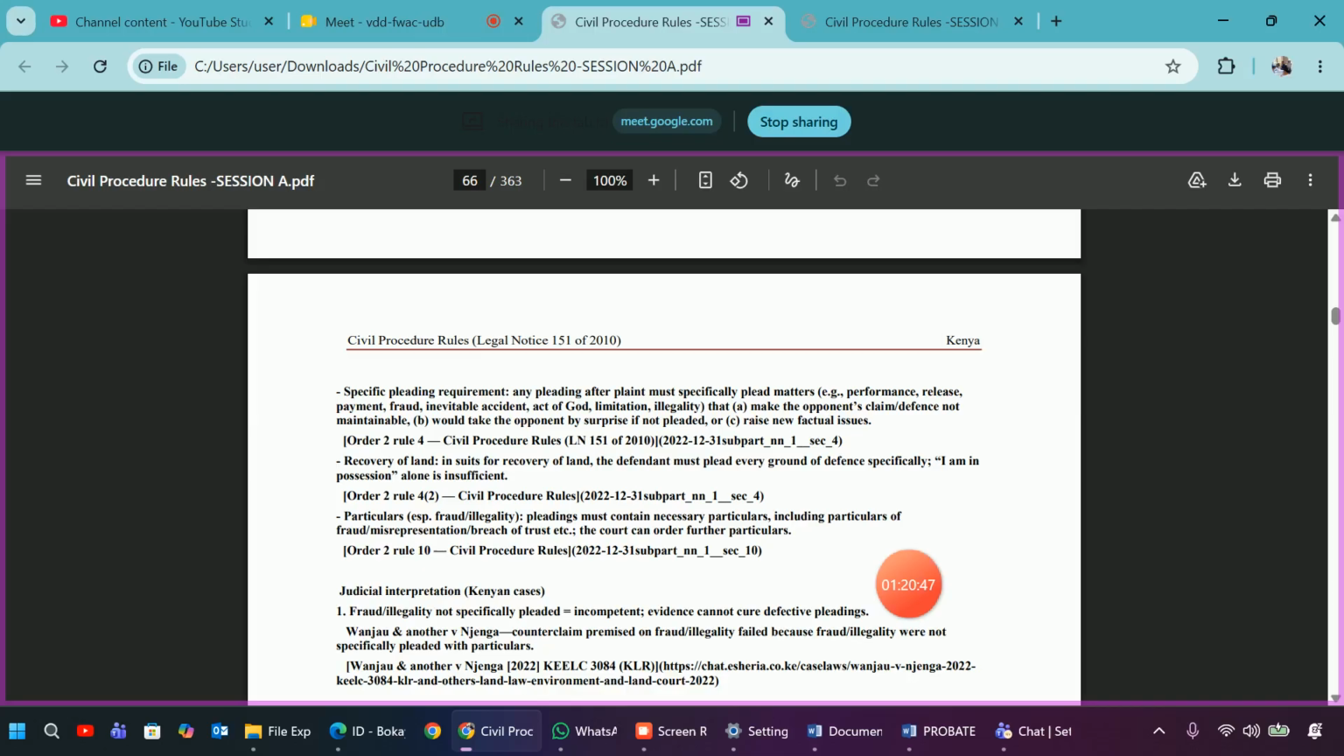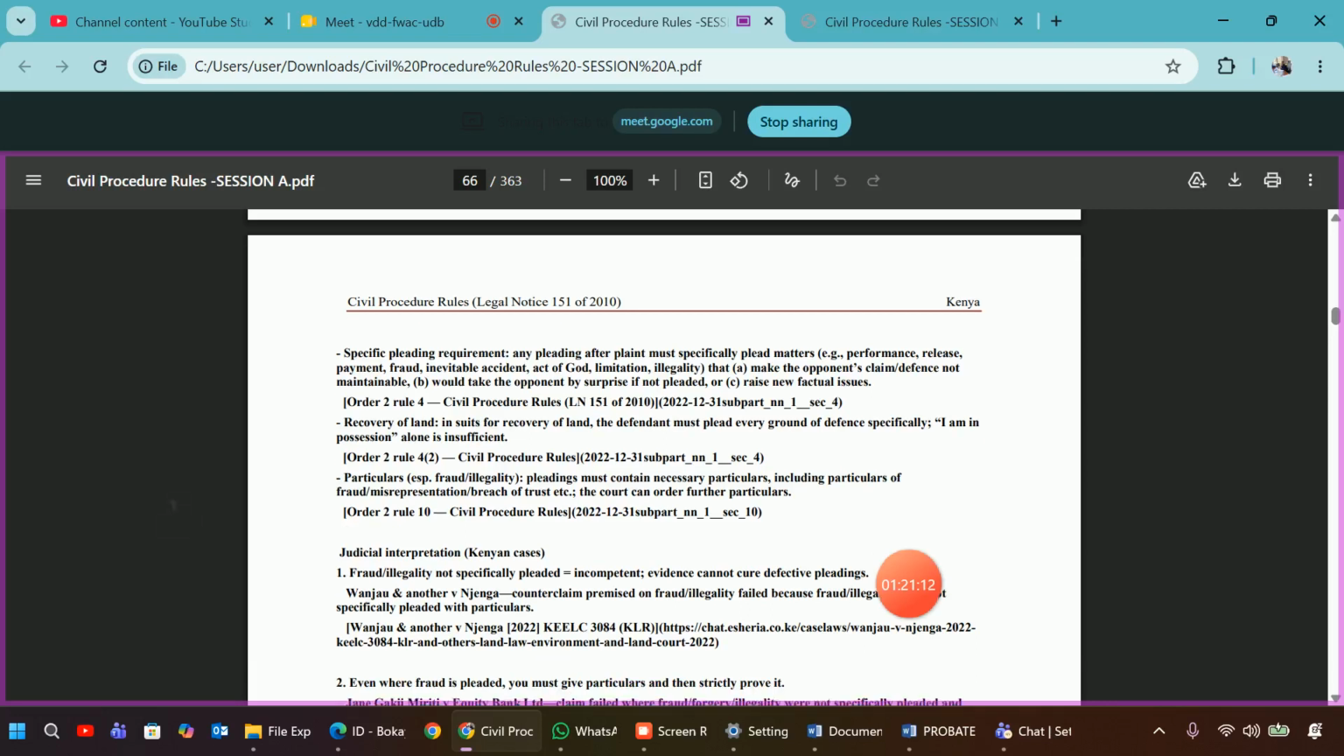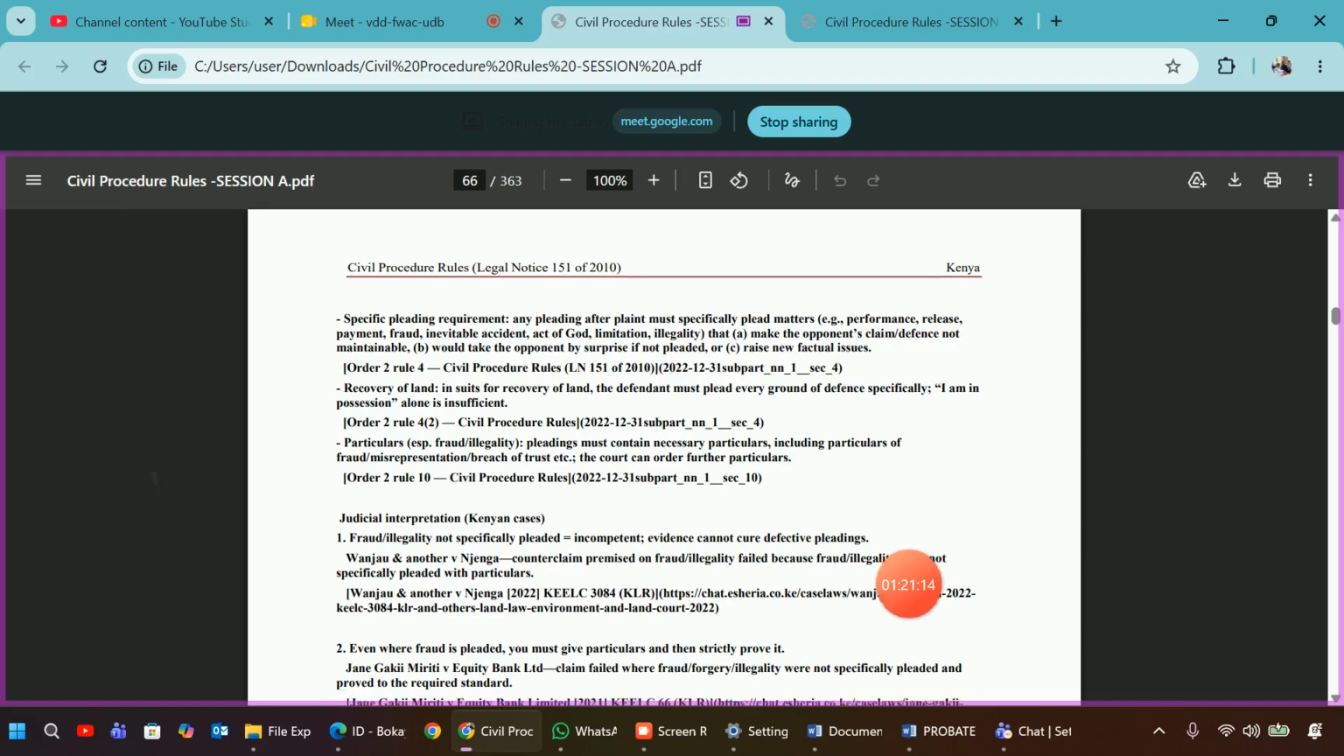This is pursuant to Order 2 Rule 4. So specific pleading requirement: any pleading after the plaint must specifically plead matters, e.g. performance, release, payment, fraud, inevitable accident or act of God, limitation and illegality, that A, make the opponent's claim or defense not maintainable, B, would take the opponent by surprise if not pleaded, or will result in raising new factual issues. So that is a key takeaway.